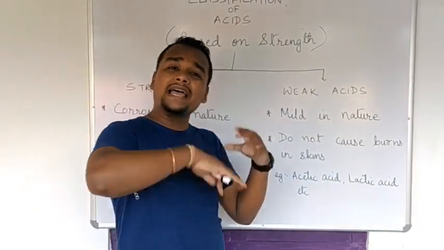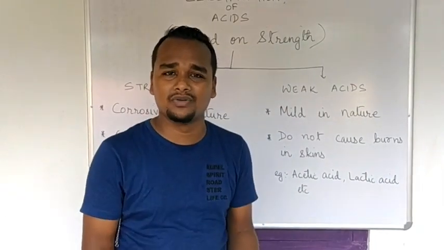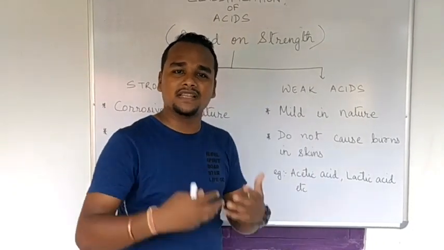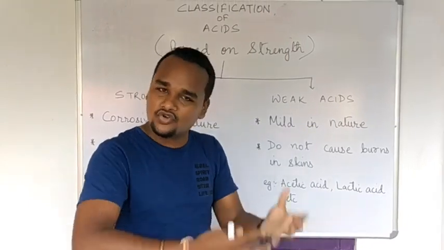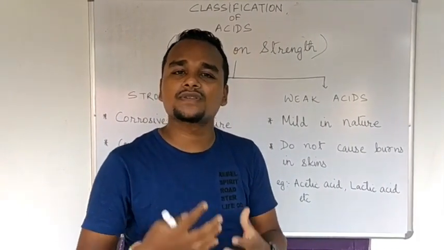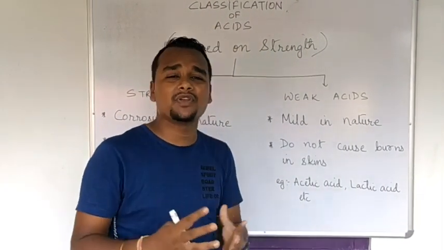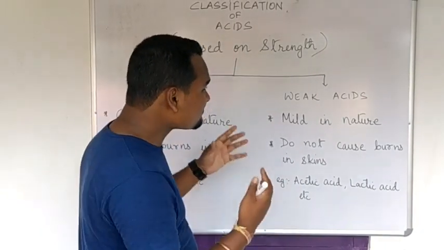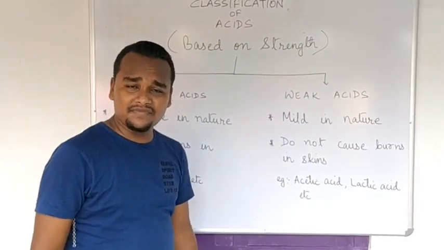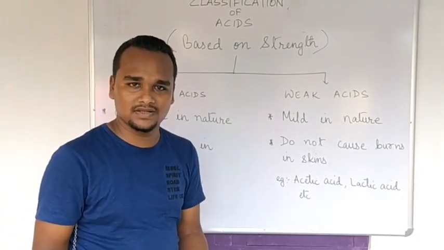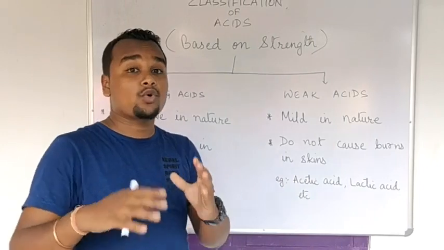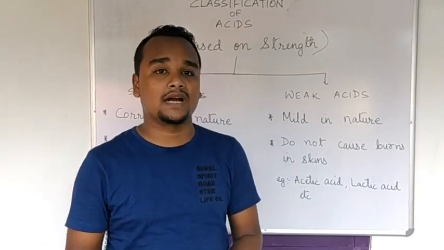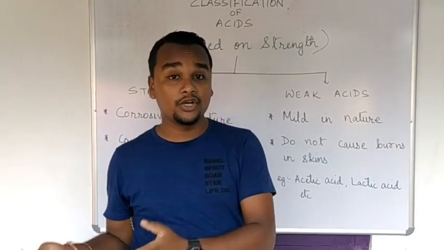That means the acids we have discussed till now, mostly the naturally occurring acids, belong to these weak acids. And which acids belong to strong acids? These mineral acids belong to the strong acids. This classification of acids based on strength can also be classified as concentrated and dilute. I hope you have heard about the terms concentrated acid and dilute acid.